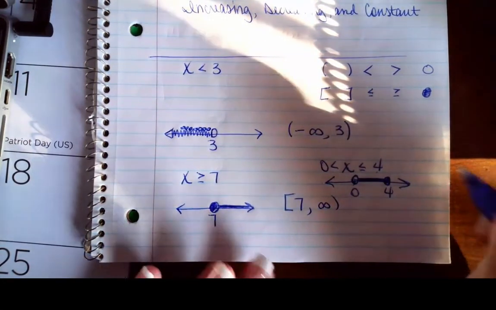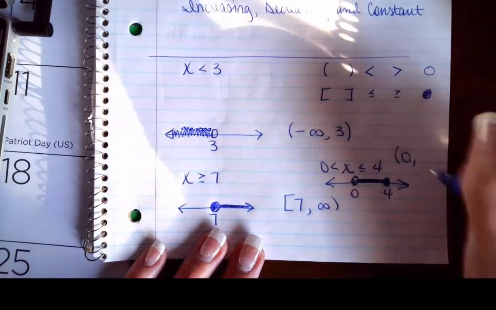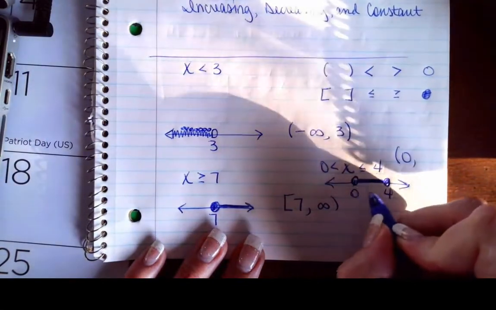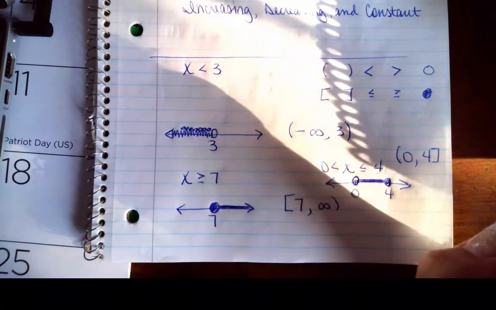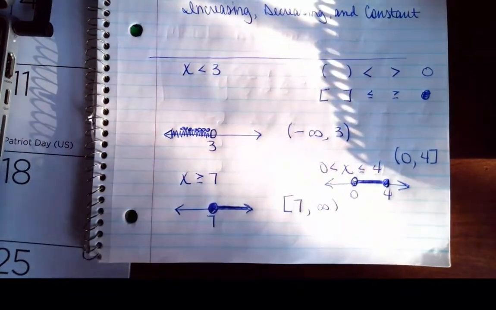And so now read it from left to right. Where does your answer start? My answer starts at 0, but does not touch. Where does my answer end? It ends at 4 and does touch. Okay. Last example is what happens if we have a gap.